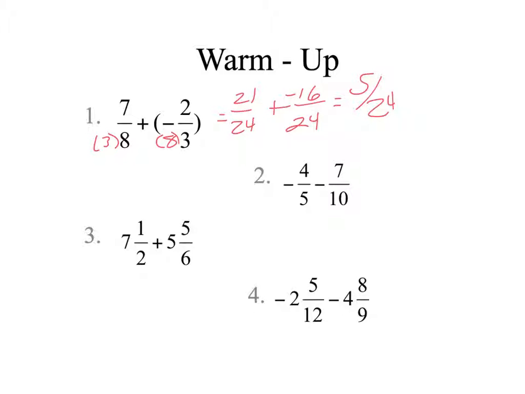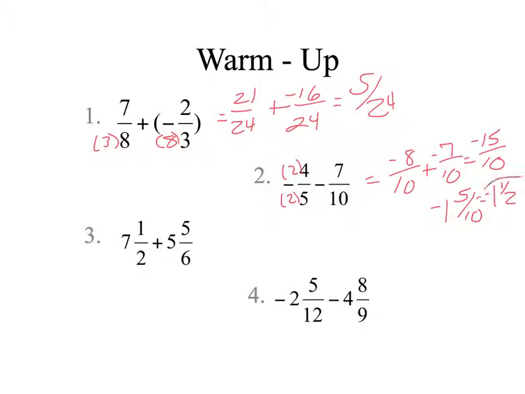Second problem, I'm going to multiply the first one by 2 in order to get my common denominator of 10. It's going to give me negative 8 over 10 plus negative 7 over 10. It's going to give me negative 15 over 10, which will become negative 1 and 5 over 10, or negative 1 1/2 as my final answer. Remember, to switch from an improper fraction into a mixed number, you would want to use the long division if necessary.